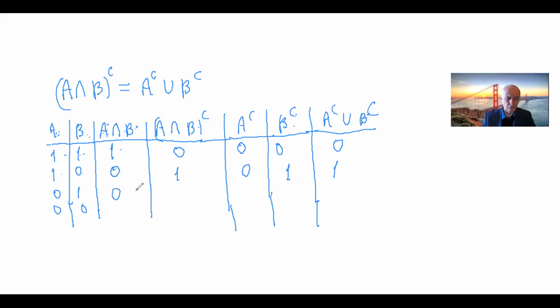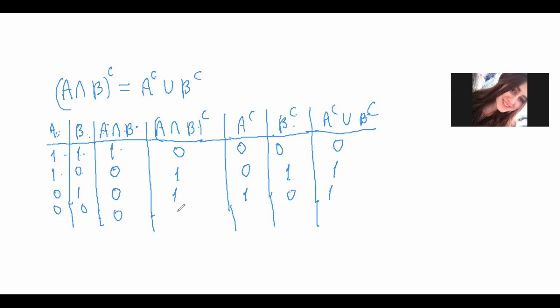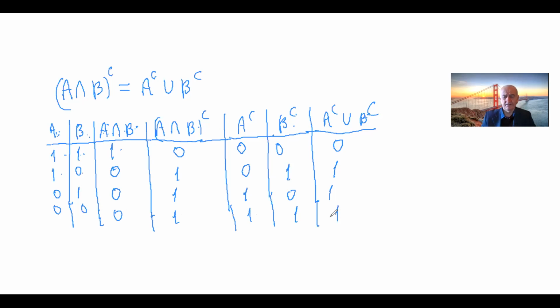Here we have 0, 1, 1, 0, 1. Oh, sorry. Not 1 here, but 0. 0, 1, 1, 1, 1. Any questions? No. Is it clear?